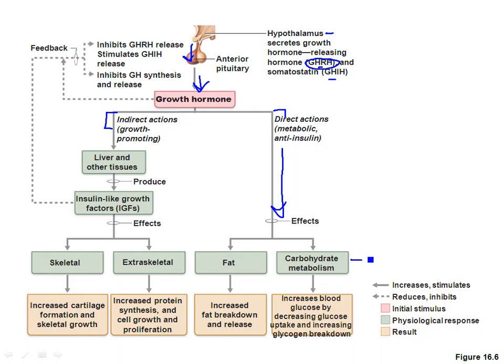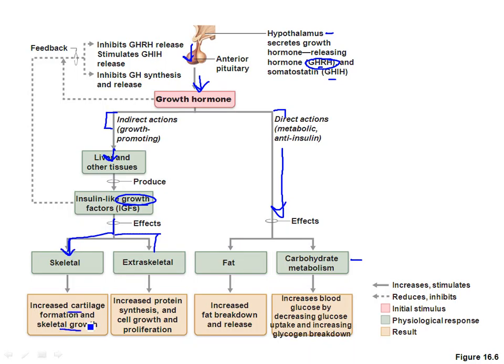Indirect effects: it will go to the liver and some other tissues, and it produces something called IGF, which are insulin-like growth factors. Don't get too hung up with IGF. I want you to look at growth factors, the GF part. These growth factors then work on the bones and the muscles. So skeletal system and extracellular. Works on the skeletal system, causes you to have increased cartilage formation and increased skeletal growth.